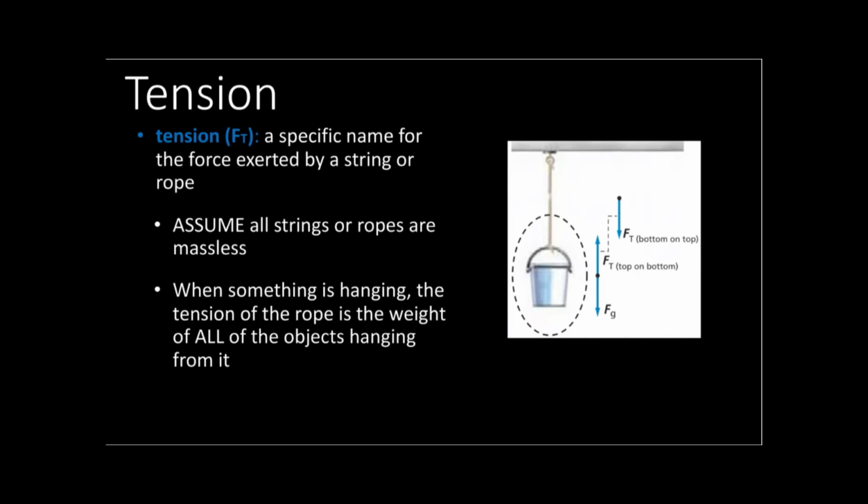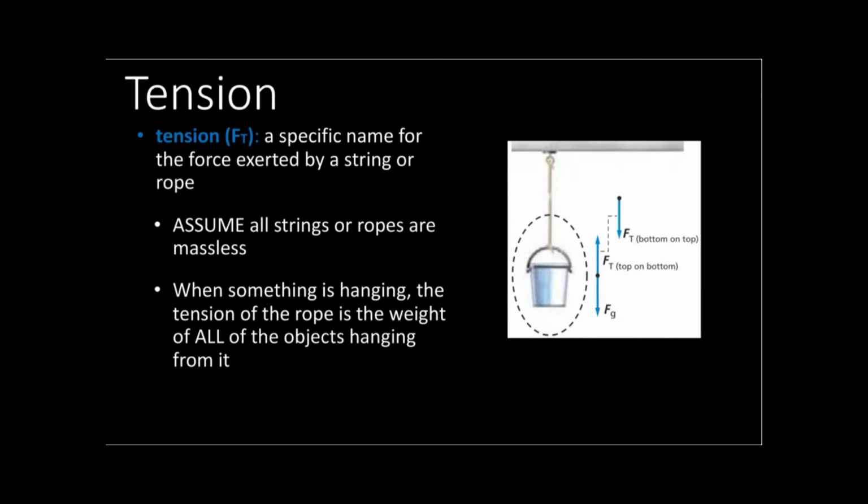So, when we do tension, there's a couple things that we do. We assume that all strings and ropes are massless. So we don't really consider the mass of the string or the rope because it's usually so minimal compared to the thing that we're dangling. And then when something is hanging, the tension of the rope is the weight of all of the objects hanging from it.